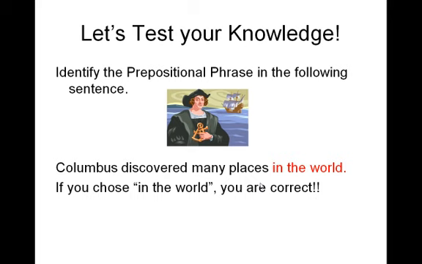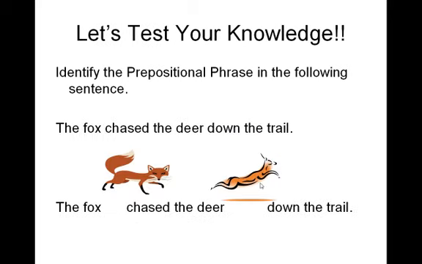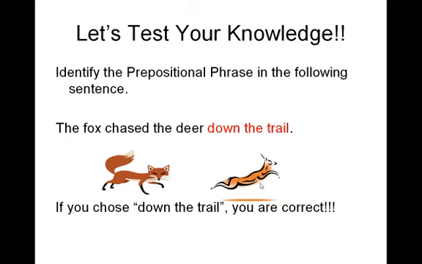Way to go. And our next sentence is, the fox chased the deer down the trail. And our options are: the fox, chased the deer, and down the trail. Let's see if you got this one correct. If you chose down the trail, you are correct.